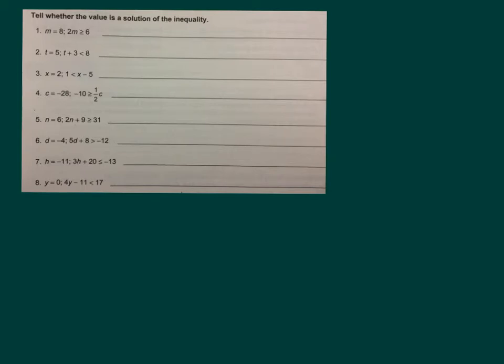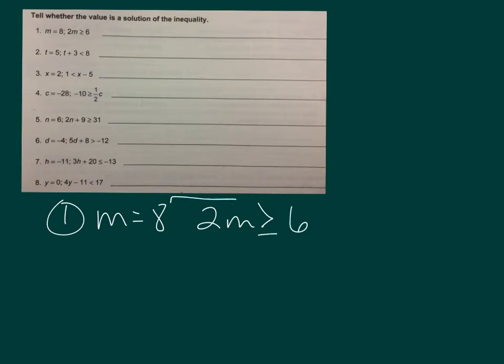Okay, what you're going to do is, if you look at number 1, m is equal to 8. And if you take 2 times m is greater than or equal to 6, you're going to plug that 8 in for m. So you get 2 times 8 is greater than or equal to 6. 16 is greater than or equal to 6. That is true. So therefore, m is equal to 8 is a solution. So you're going to write solution for number 1.